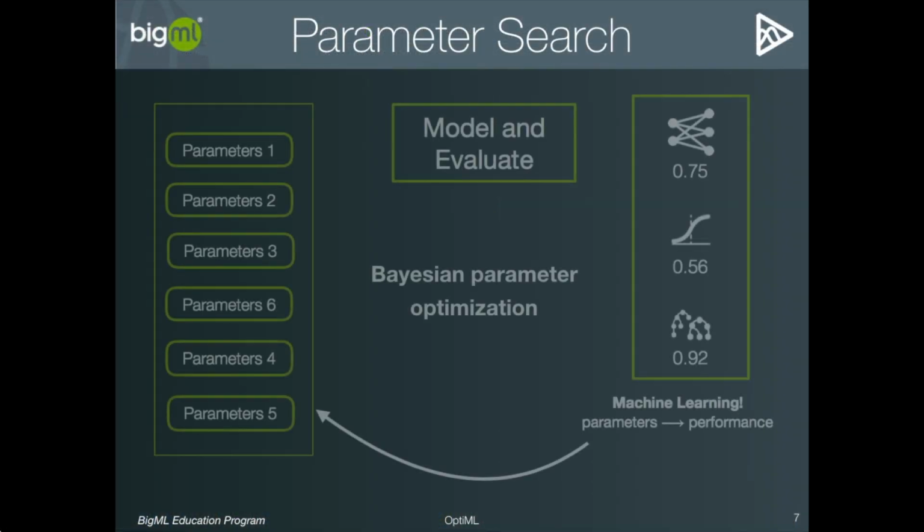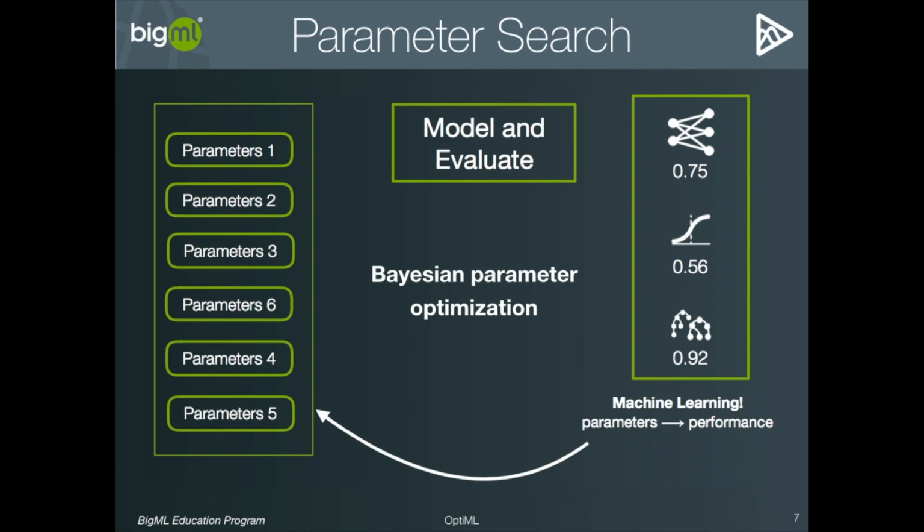As previously mentioned, there are two main phases to Optimal. The first is the parameter search phase, in which a single holdout set of your data is used to iteratively find promising sets of parameters. On this slide is a simple diagram to show how this search works using Bayesian parameter optimization.